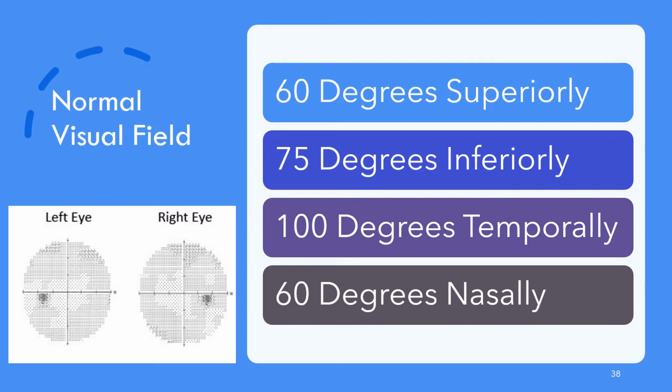Visual sensitivity is highest in the macula and decreases towards the edge of the visual field. The approximate boundaries of a visual field in a normal disease-free person are 60 degrees superiorly, 75 degrees inferiorly, 100 degrees temporally, and 60 degrees nasally.